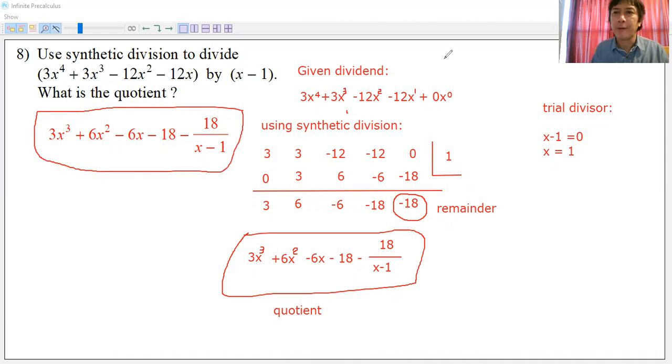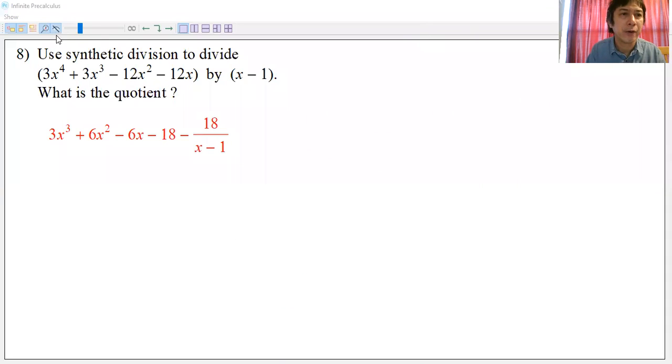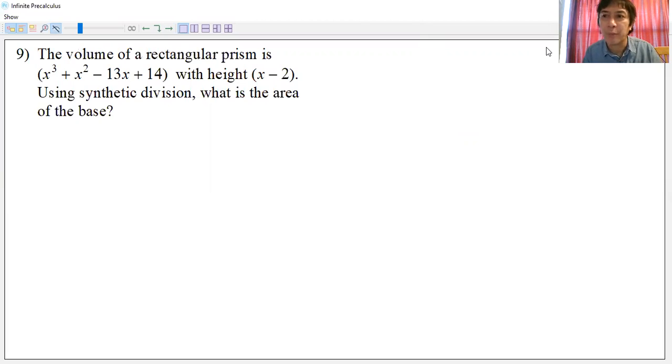All right, so the answer is matched, exactly the same. Let's continue with the next number, number 9, a problem. The volume of a rectangular prism is x cubed plus x squared minus 13x plus 14. That's the volume, with height equivalent to x minus 2. So these are algebraic expressions. Using synthetic division, what is the area of the base?